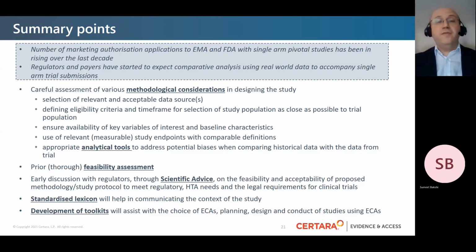early discussions with regulators through scientific advice on the feasibility and acceptability of the proposed methodology to meet regulatory, HTA needs and legal requirements of trials. And of course, a standardized lexicon, like we mentioned, and as you probably already saw with all these examples provided, will definitely help in communicating the context of the study, and development of toolkits will assist in the choice of external control arm, planning, design, and conduct of the studies.